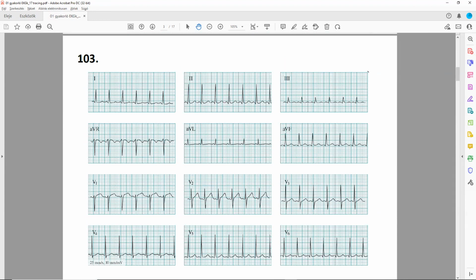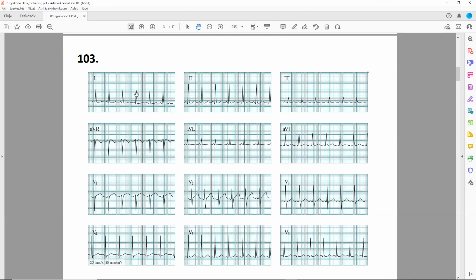Who has 103? I do. Okay. Do you want to share your screen or let's stick to mine? I think we can stick to yours. Okay, so starting with rhythmicity, I found that it's quite rhythmic. And then regarding the heart rate, I got 140, which was barely in the normal range, I think.